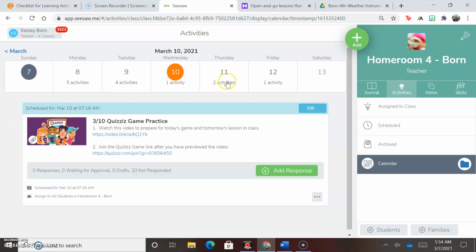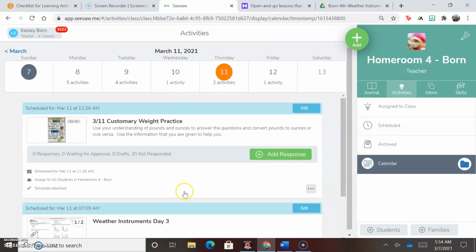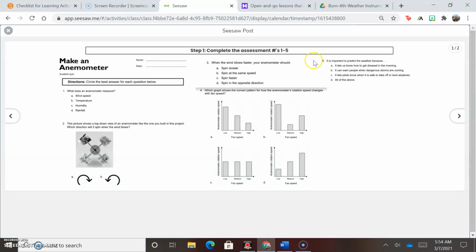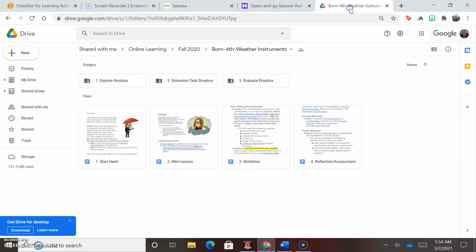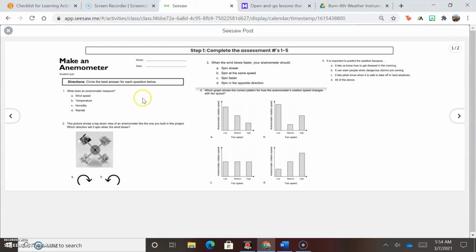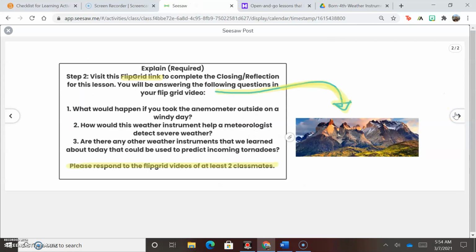And then I believe I have day 3 over here. There it is. So weather instruments day 3. This is the assess portion. So these are the final days of evaluating and explaining. There's an actual quiz, of course, but then I have their explain portion. They can go to the Flipgrid link and they can answer these questions about what they learned. So that's the explaining portion and where I can hear from them directly.